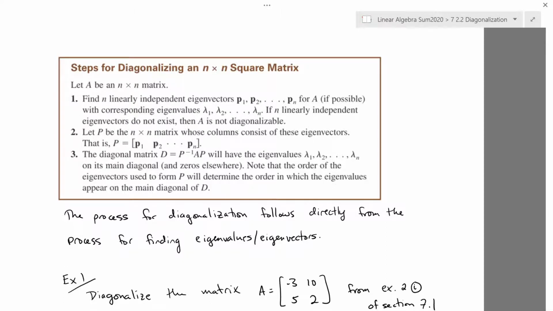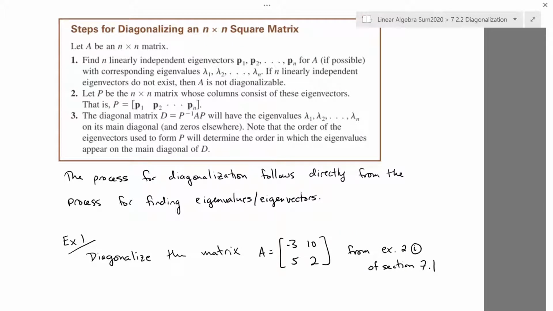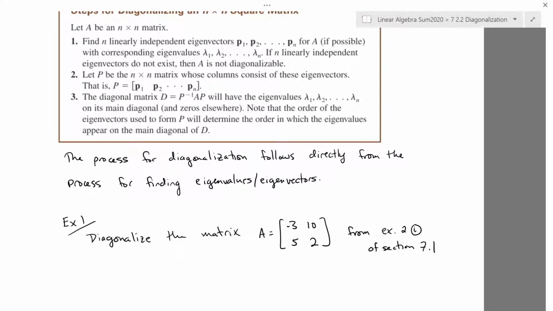Okay, so since the first step of diagonalizing a matrix requires determining the eigenvalues and eigenvectors, it would be a good idea to review the material in section 7.1 where we discussed that. But to save time, we're going to look at previous examples where we've done this already so that we can just continue with the remaining steps.